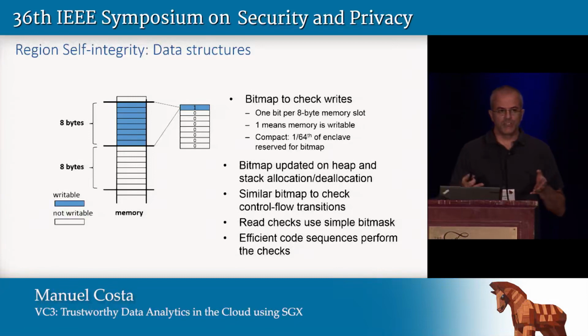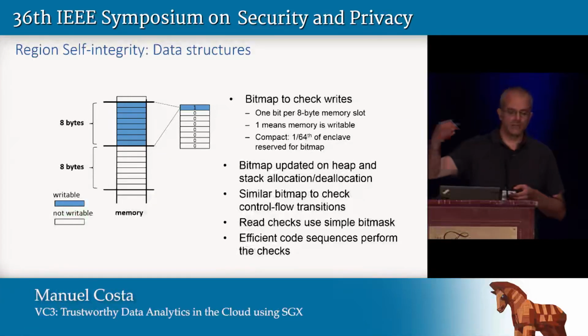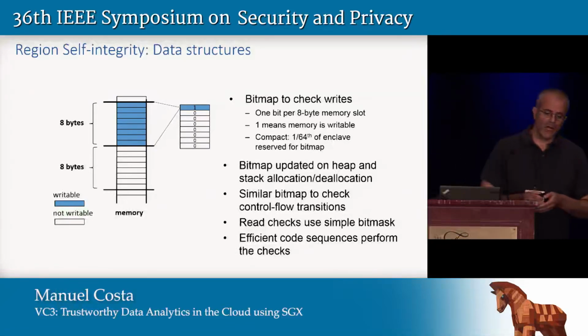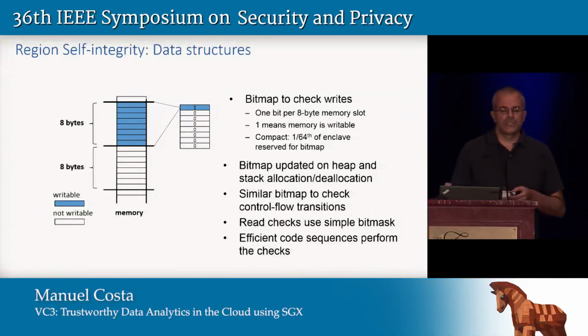So if the compiler cannot check that the write is safe, it's going to check the bit in the bitmap to see if it's 1. And we update the bitmap on heap allocations and stack allocations and deallocations. We also check control flow transitions to make sure that the read checks and the write checks cannot be bypassed, and we use a similar bitmap to check control flow transitions. So that is a form of coarse control flow integrity that we enforce. And finally, the read checks are a simple range check that we enforce with a simple bit mask. I'm not going to go into details here, but in the paper we show how we have efficient code sequences to implement the checks.